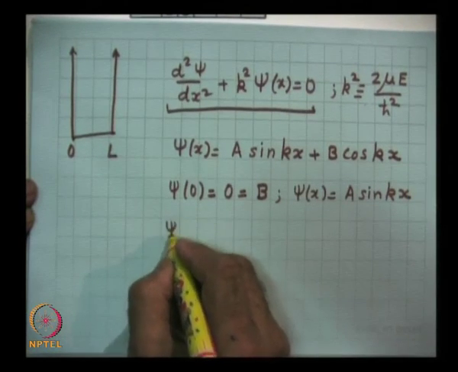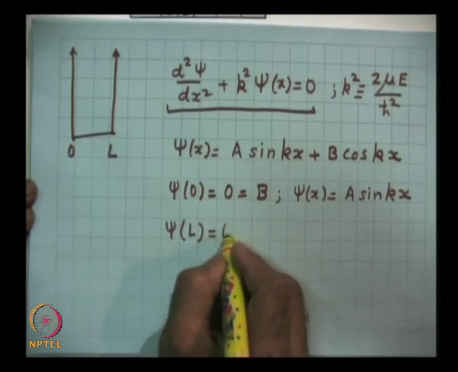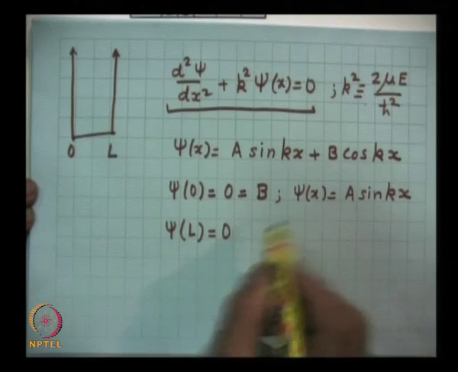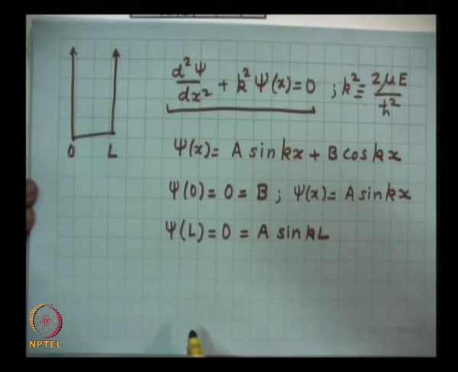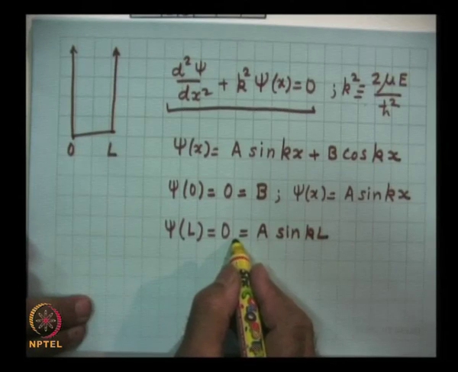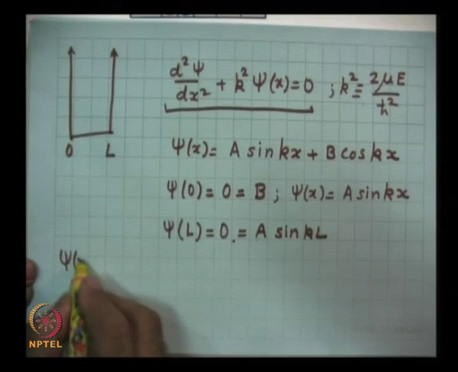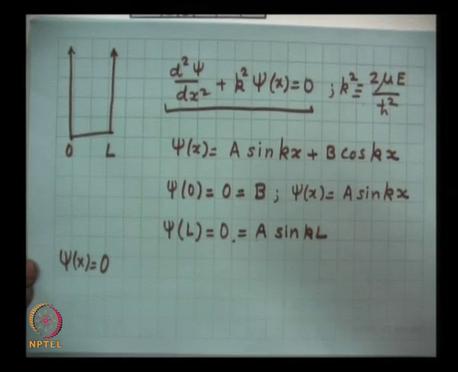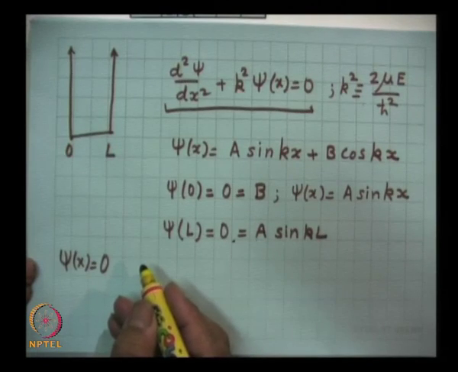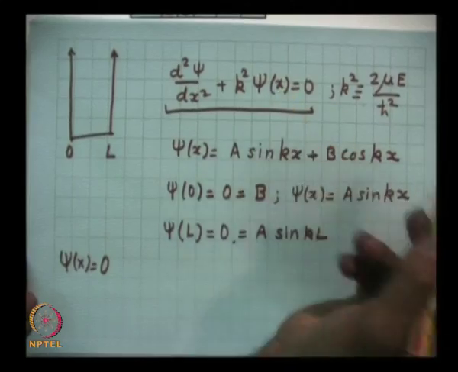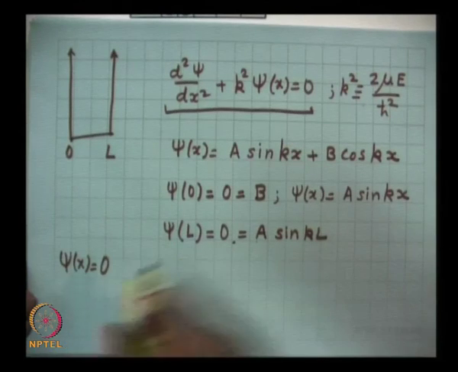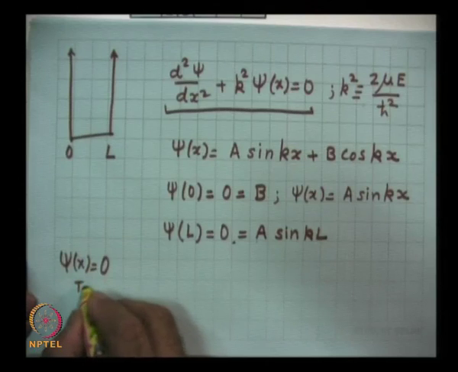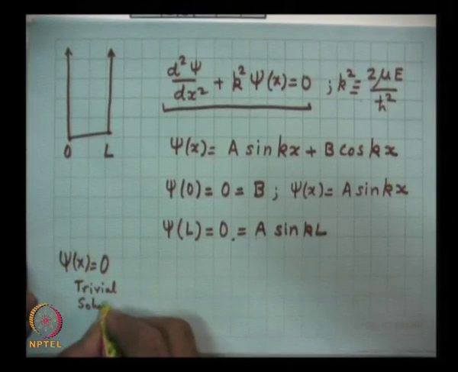Then I apply the second boundary condition, that psi at x is equal to L is equal to 0. So, b is already 0, so this will be a sin k L. Now, it has two possible solutions. Either a is 0. If a is 0, then psi of x is 0 everywhere. That is known as the trivial solution. It does not correspond to any physical situation. If the wave function psi of x is 0 everywhere, any value of E is possible. So, there is no particle anywhere. So, that solution psi of x equal to 0 everywhere is known as the trivial solution, and we will neglect it.